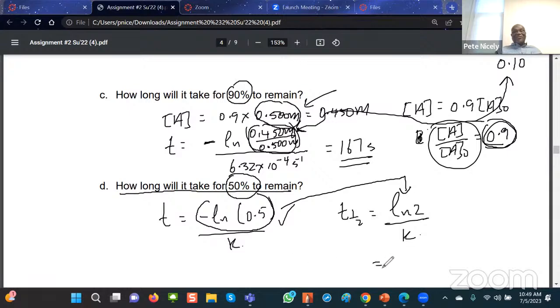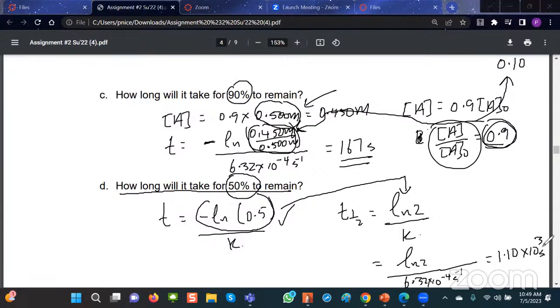So I'm just going to use this equation here, ln2 divided by k, which is 6.32 times 10 to the minus 4 seconds to the minus 1. And according to my calculations, this works out to be equal to 1.10 times 10 to the 3 seconds, all right? And that's basically how that is done. Okay, any questions about that particular problem?